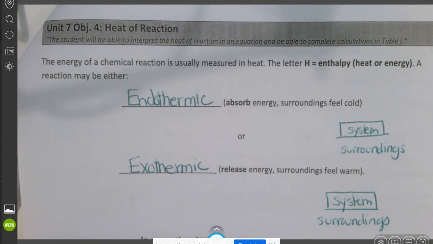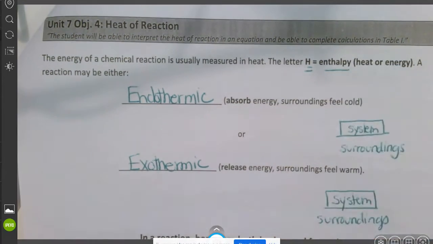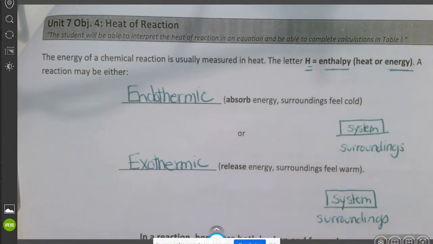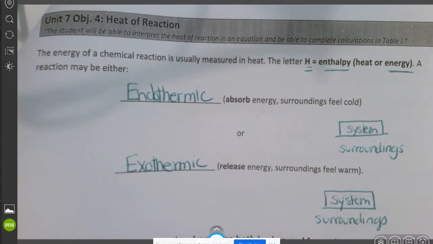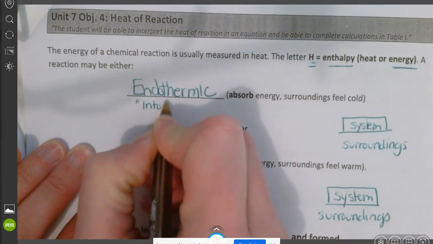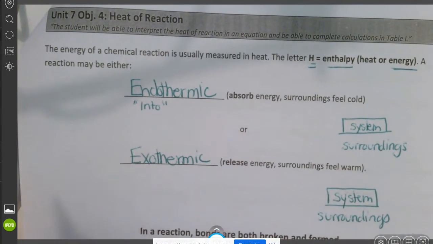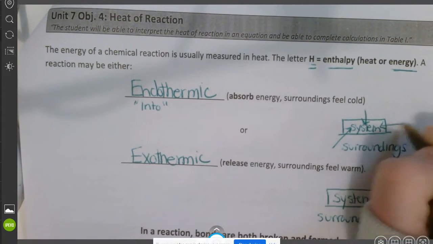So the energy of a chemical reaction, we're usually going to measure it in heat. You're going to be seeing a lot of the capital letter H, which just means enthalpy, which for us, just think of replacing it with the word energy. So we've talked about endo and exothermic processes before. So endothermic, think of energies going into the system. So it's absorbing energy. So it's going to take it from the surroundings and absorb energy from it.